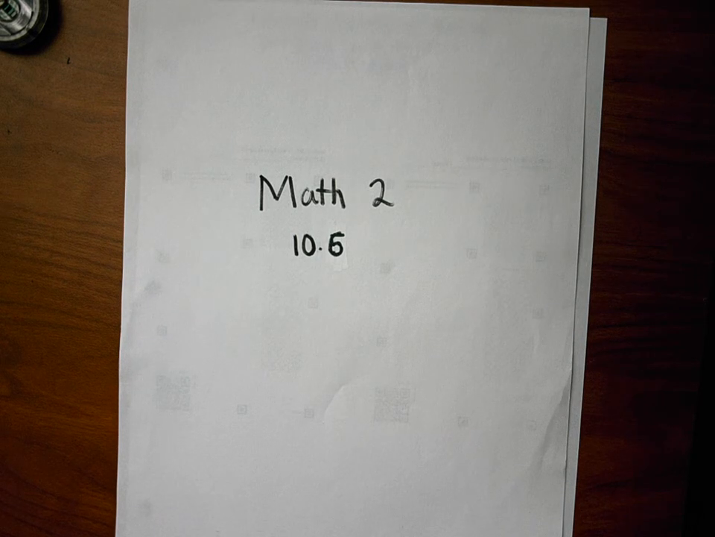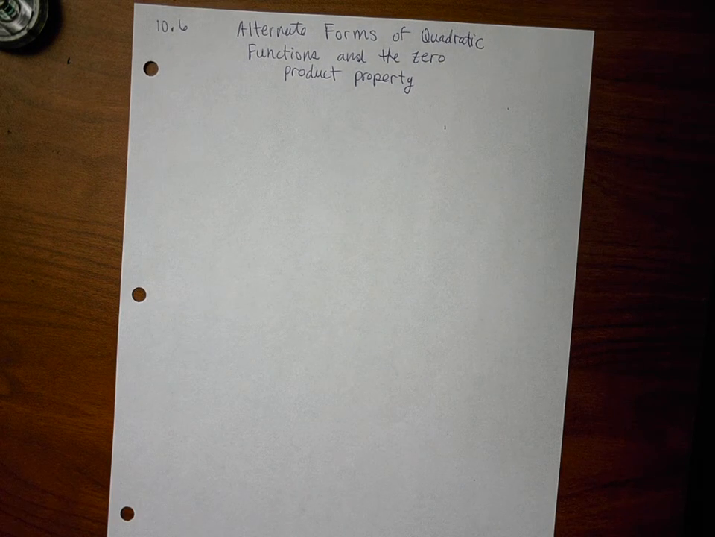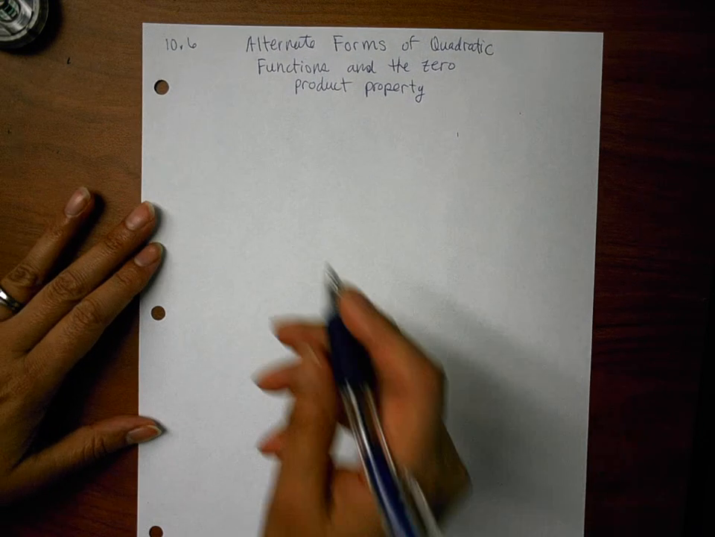This is Math 2, 10.6 notes. That is Math 2, Unit 10, Lesson 6. The title is Alternate Forms of Quadratic Functions and the Zero Product Property.